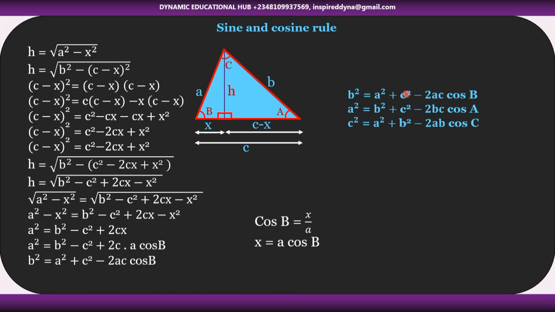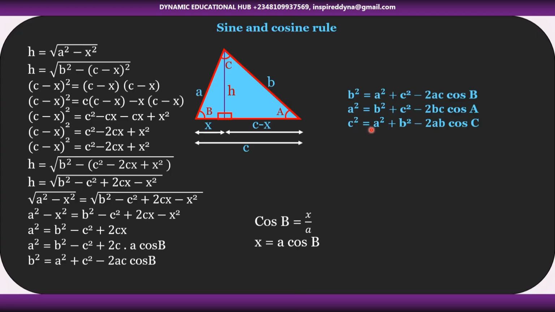You pick this side, you multiply with this side, minus 2AC, then cosine of what angle? B, the angle that is opposite to this B. The same thing applies to A squared: you have your B squared, the other side, plus C squared, the other side, minus 2 multiplied by this B and C, cosine of what angle? The angle that is opposite to A.